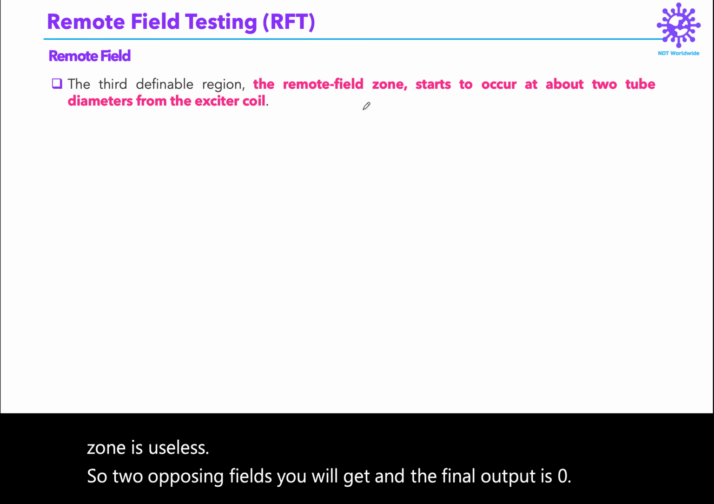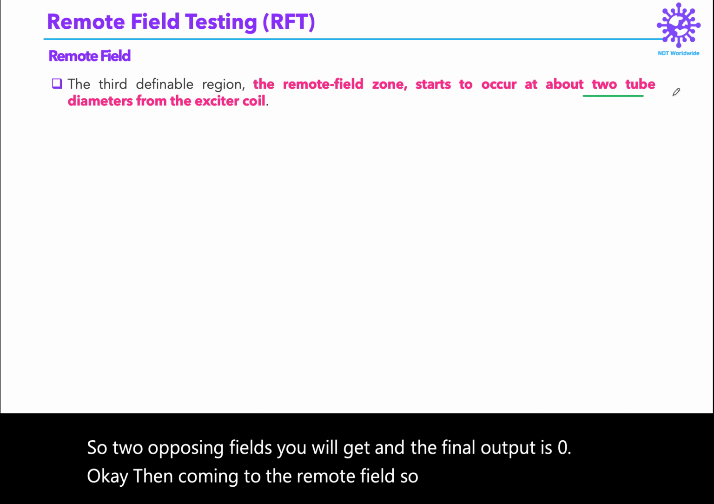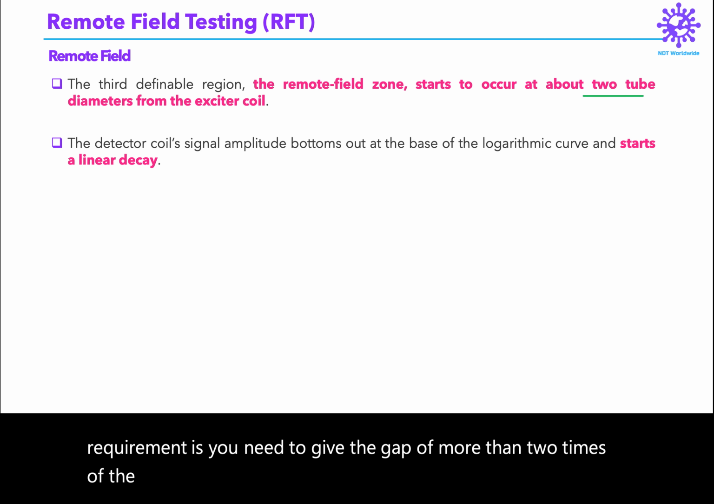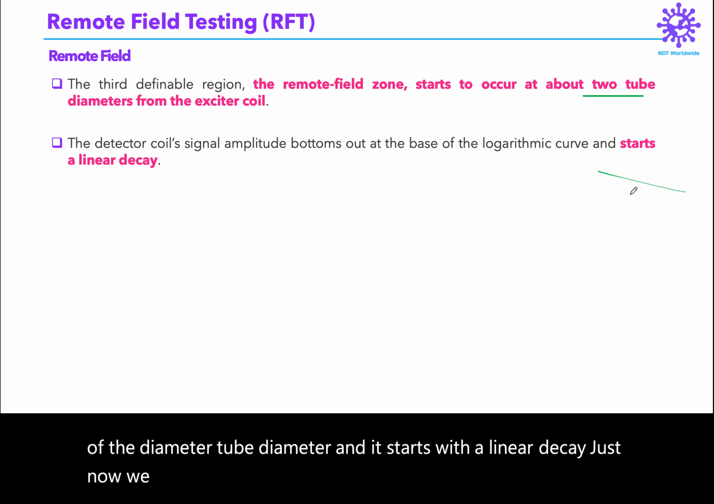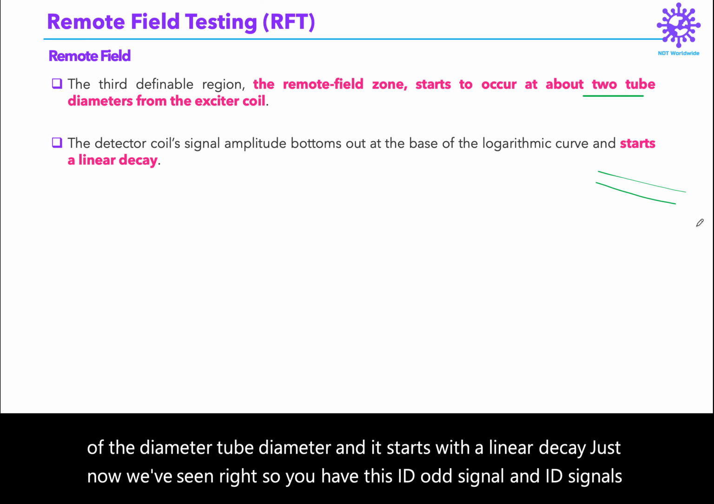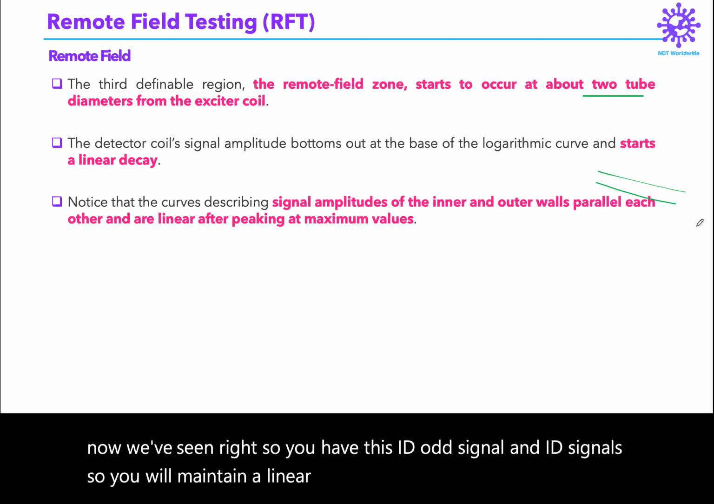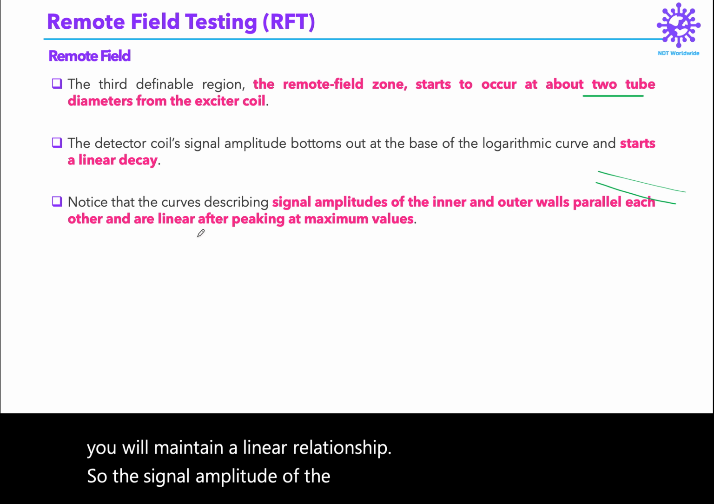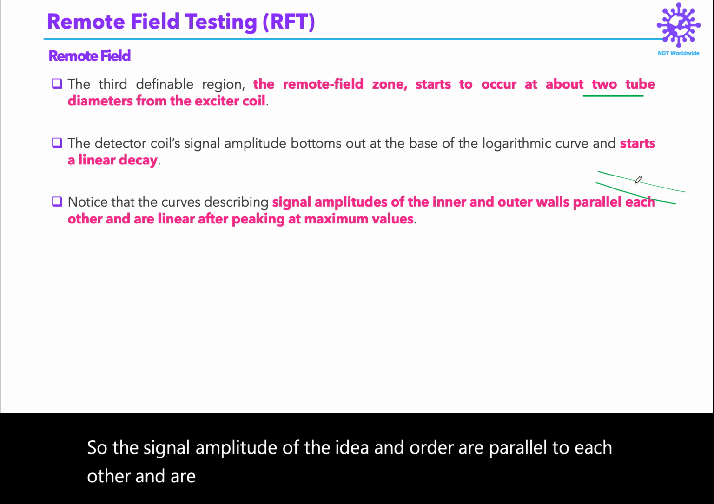Then coming to the remote field, the main important requirement is that you need to give a gap of more than 2 times the tube diameter, and it starts with a linear decay. Just now we saw, right? You have this ID and OD signal, and you will maintain a linear relationship. The signal amplitudes of the ID and OD are parallel to each other and are linear after peaking at maximum values.